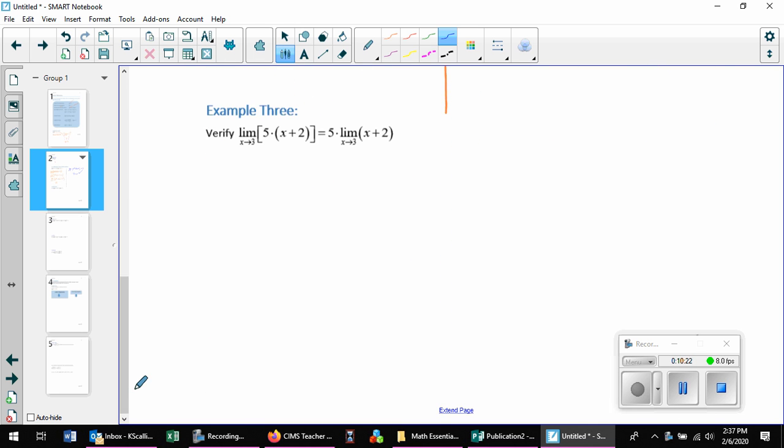Okay. We're going to verify that the theorem is this. This is the constant times a function theorem. Works. Okay, so we'll do the left-hand side first. Oh, look, it's like proofs. Your favorite chapter in pre-calc. I really love it. I think that's why I like it. It's like this puzzle that you have to solve.